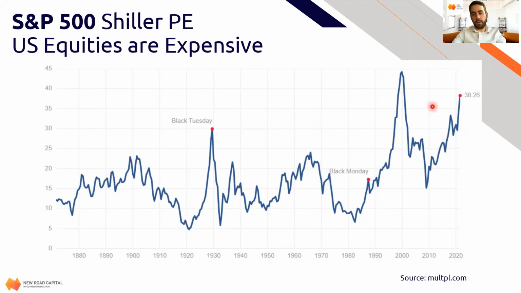And if you look at equities, this is the S&P 500 Schiller PE. So this is the price level of the S&P 500 divided by the last 10 years of earnings. The reason they use 10 years is just to get a through-the-cycle type rating. And you can see the only time it has been higher than this is during the dot-com bubble, essentially. So this is quite interesting.